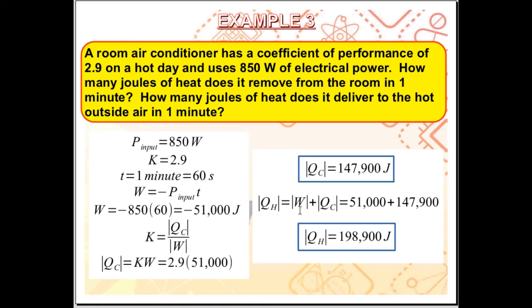QH is just equal to work plus QC. The absolute value of QH is equal to the absolute value of W plus the absolute value of QC. We are able to calculate QH to be 198,900 joules. And this is the total amount of heat that is delivered to the hot outside air.